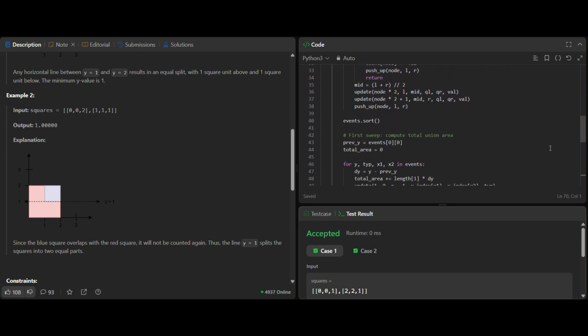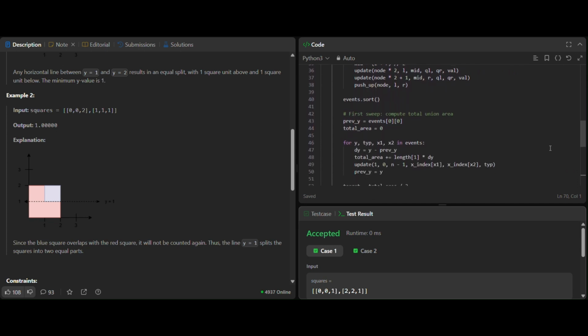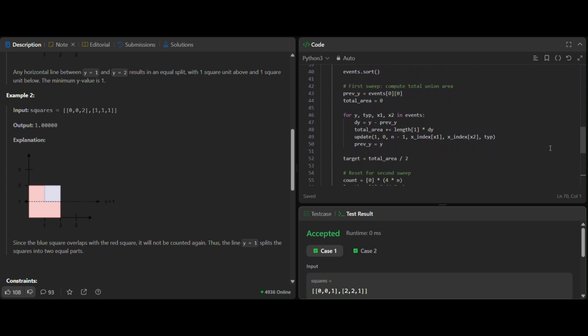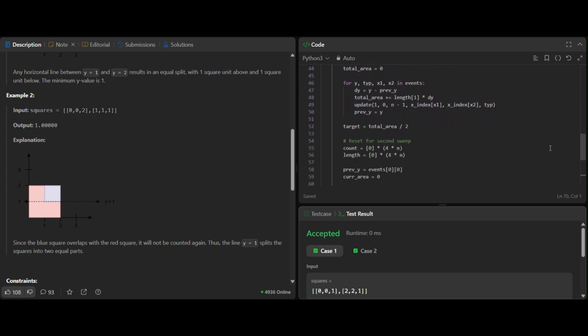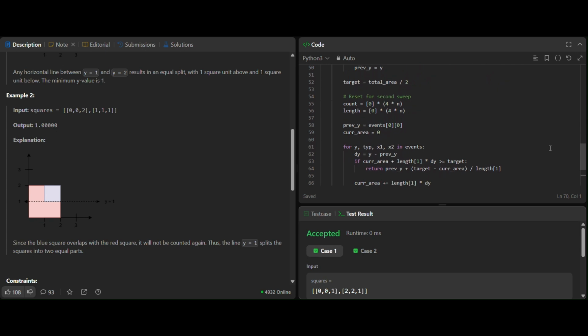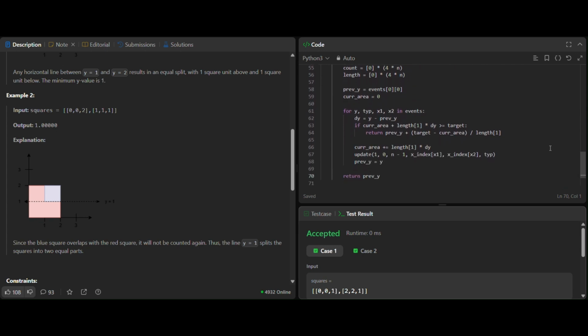Time complexity, O of log p times n log n. Binary search times sweep line with segment tree. Space complexity, O of n. Events and segment tree storage.